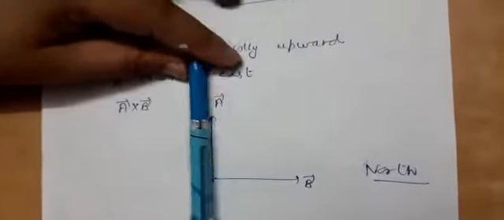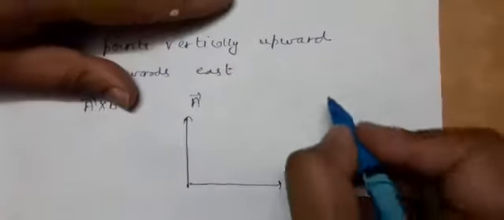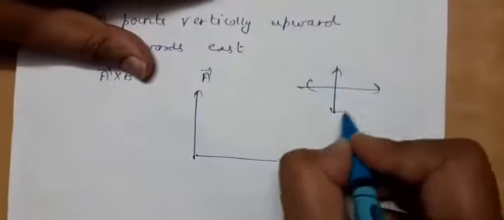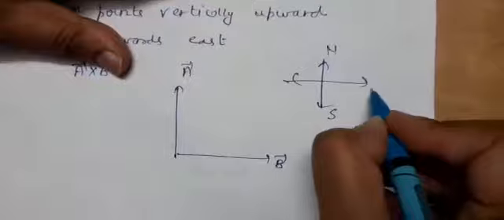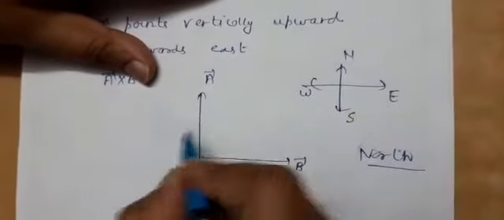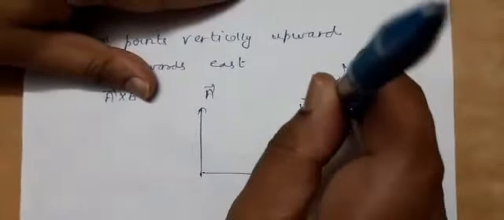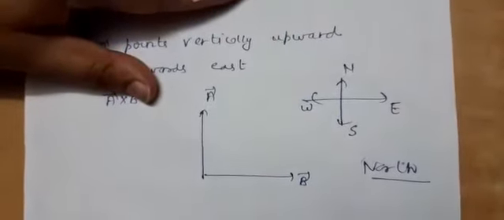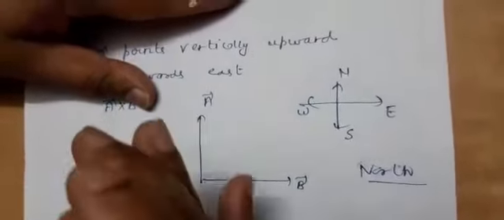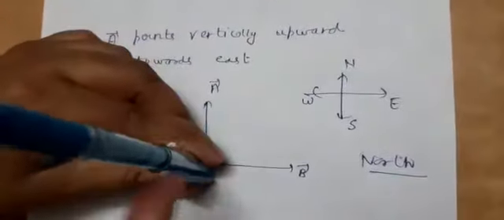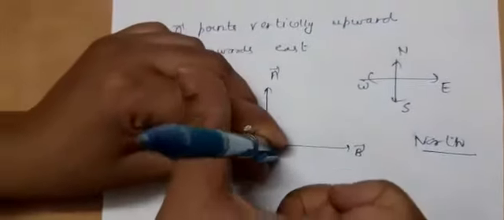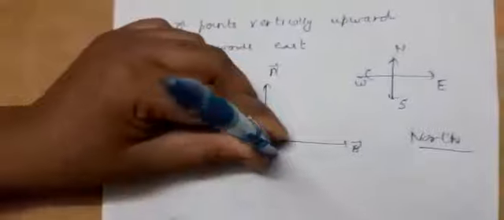When explaining directions, I have already explained that this is north, this is south, this is east, this is west, and vertically upward and vertically downward are above and below the paper. That's why when I take this upward direction, with vector A along this, only then the thumb will point towards north.